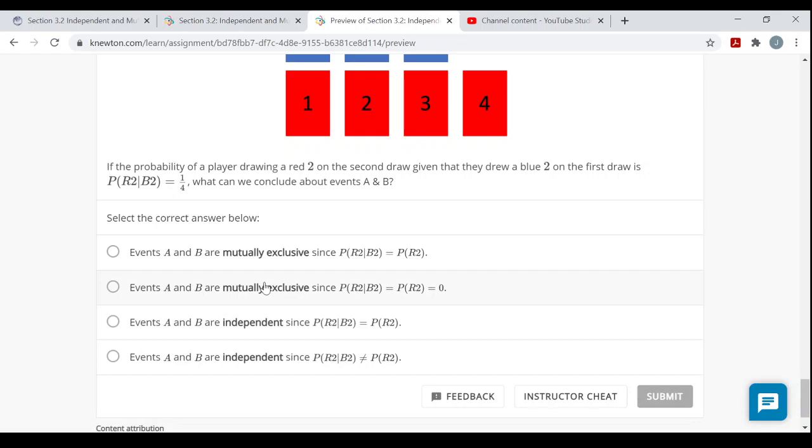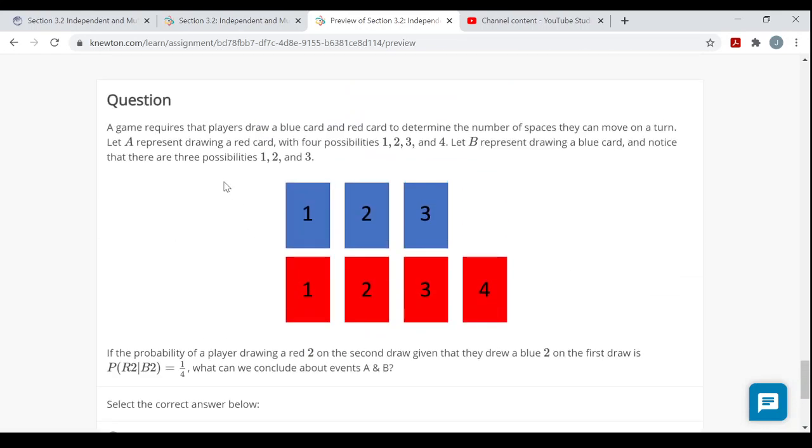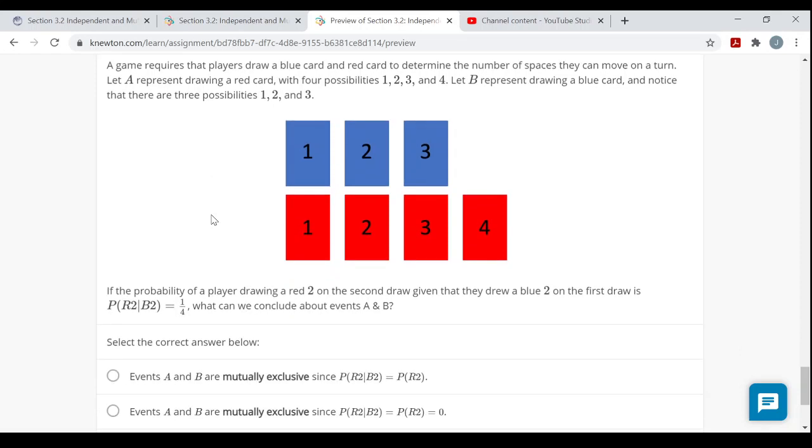Well, let's see. The player draws a blue card and a red card. So if they drew a blue 2, they drew their blue card. See how for the red cards, they still have 4 choices to draw. The probability of drawing a red 2 is 1 out of 4 normally. I'll write this down. Let me pull up a piece of paper here.